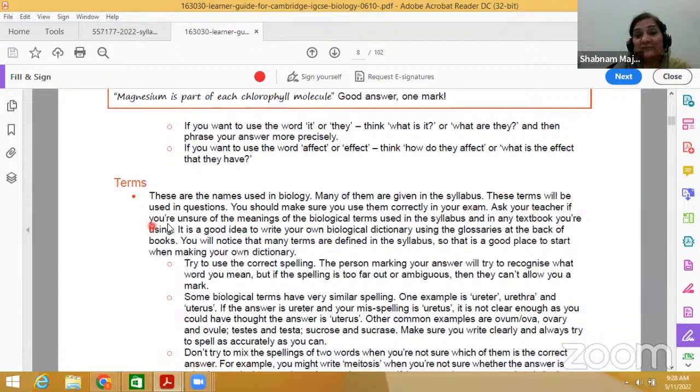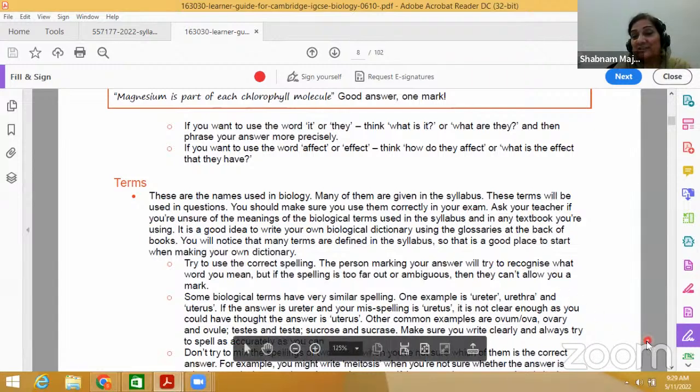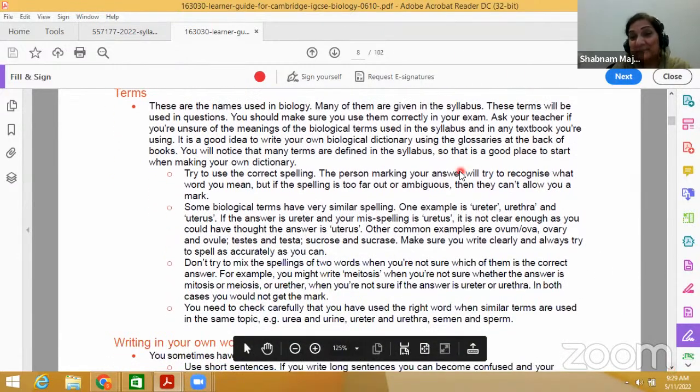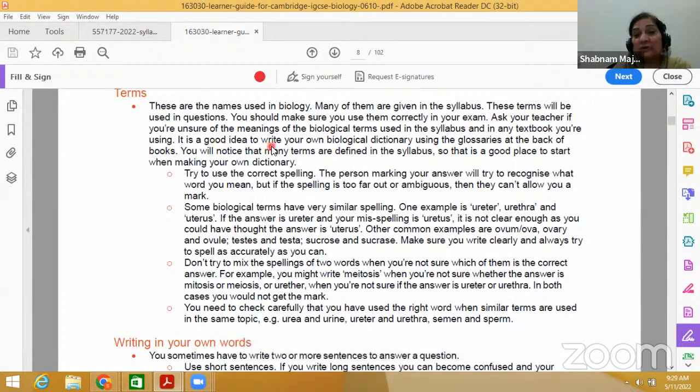Ask your teacher if you are unsure about the meaning of biological terms. Now time has passed, so right now you can ask me, because tomorrow you have a paper. I can't say that you can ask your previous teacher, whatever. Now it is a good idea to write your own biological dictionary.